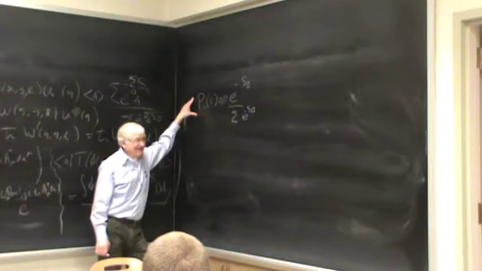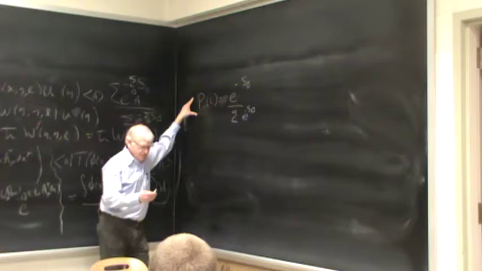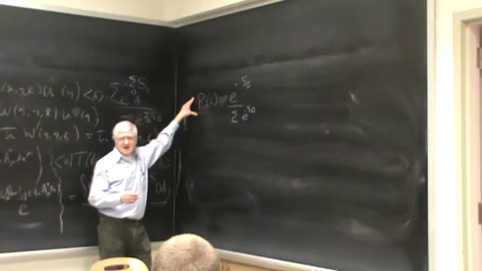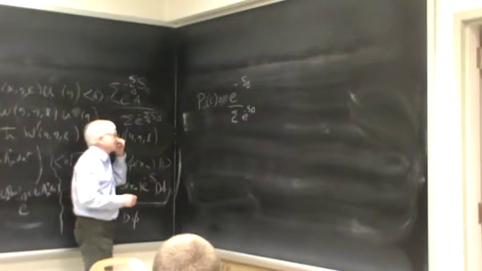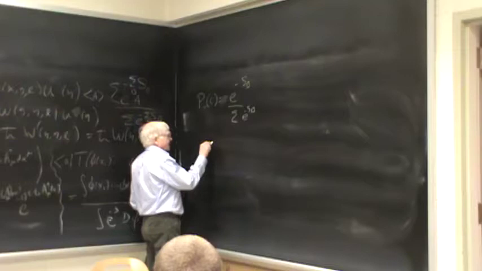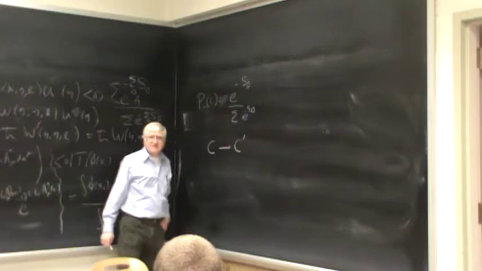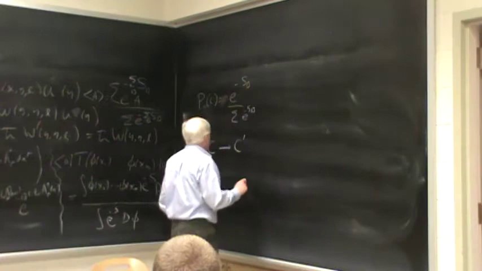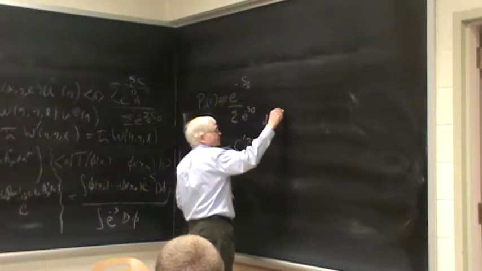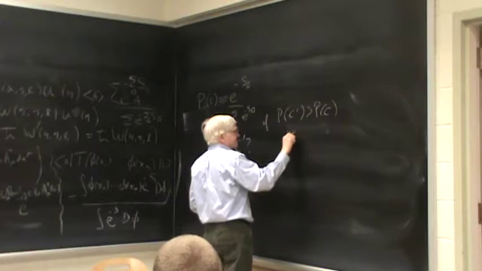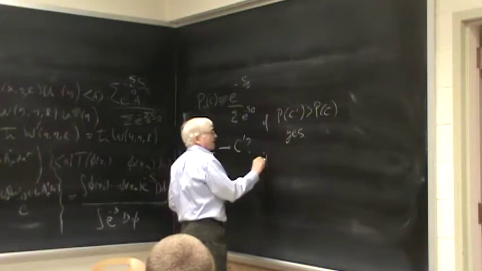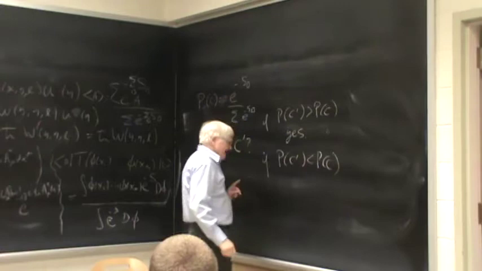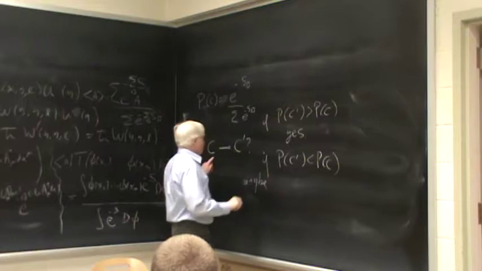So Fermi invented it, brought it to Los Alamos, and then people at Los Alamos, I think, discovered it independently, Ulam maybe, or Metropolis, I don't know. Anyway, here's the trick. You're at a configuration C, and you're asking yourself, should you go to a configuration C prime? If the probability of C prime is greater than the probability of C, then yes. If the probability of C prime is less than the probability of C, then maybe. In other words, maybe you make this transition.